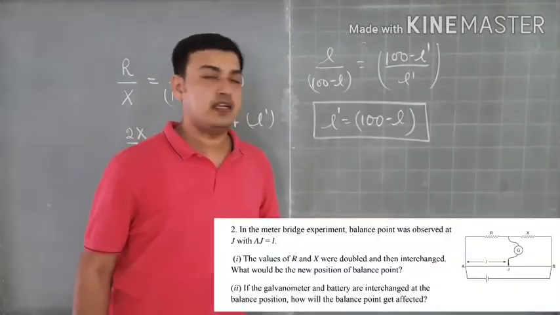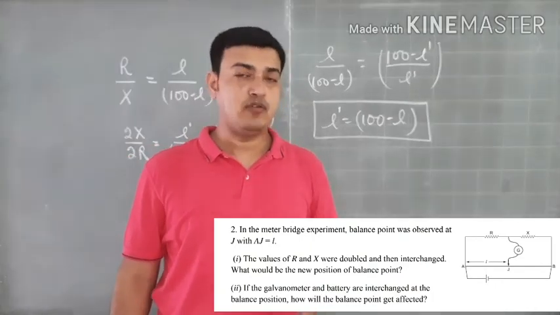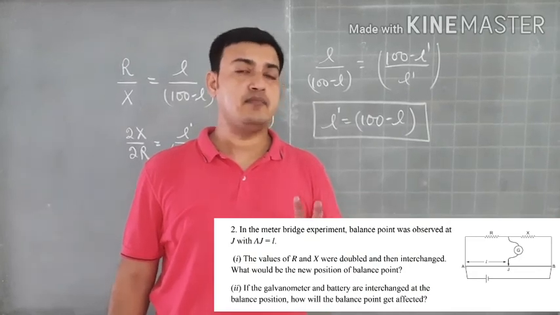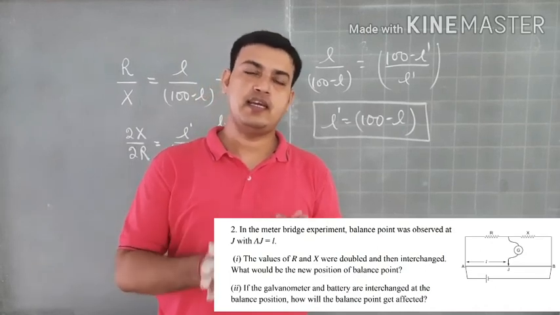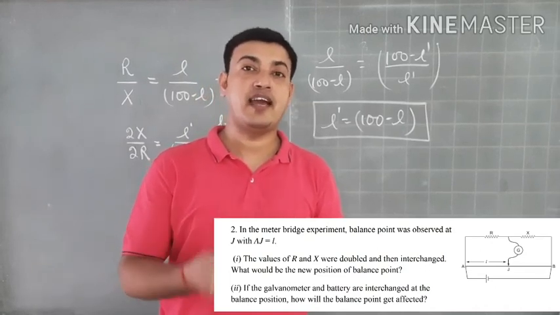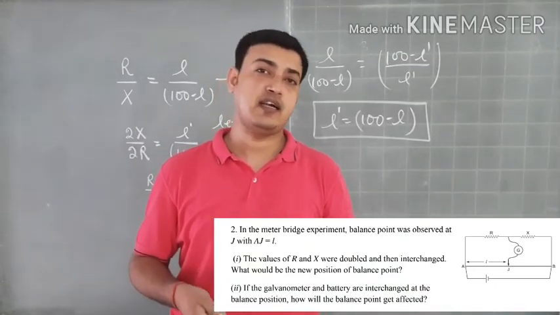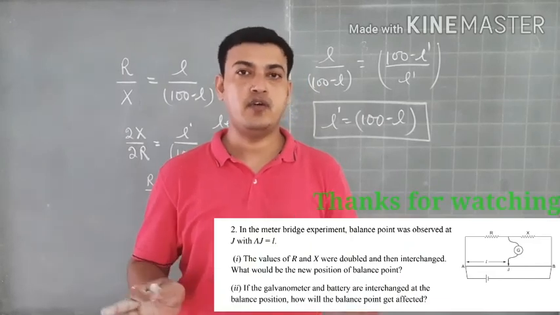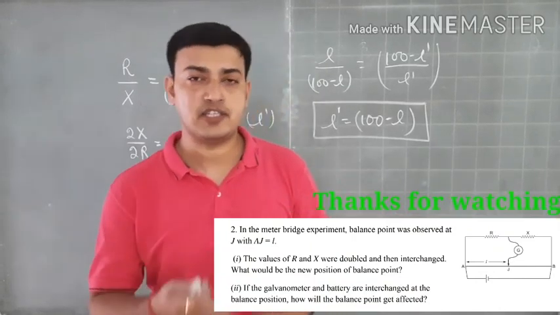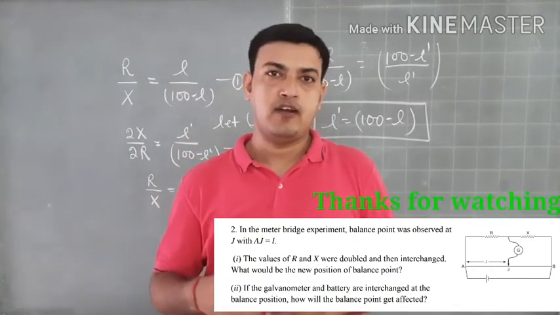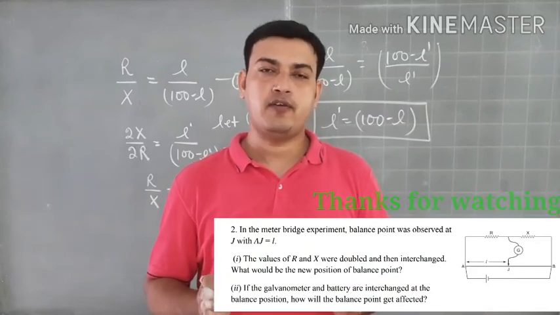Now the next part asks what will happen to the balance point when the galvanometer and battery are exchanged. As you may remember from the previous Wheatstone bridge concept, the battery and galvanometer are connected across the diagonals of the quadrilateral. So if we exchange them under the condition of balanced bridge, there will be no effect. Once again the galvanometer will show zero deflection. It means that by exchanging the battery with the galvanometer and the galvanometer with the battery, there will be no effect on the balancing of the Wheatstone bridge.